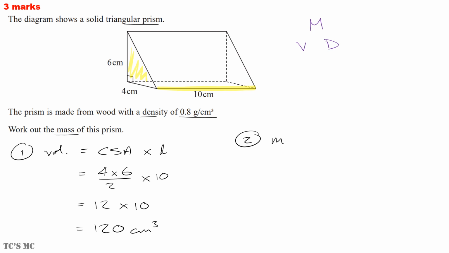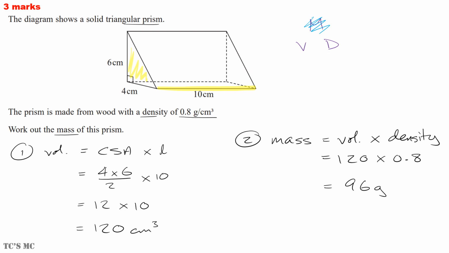Step 2, we need to work out the mass. If we look at the triangle at the top, mass is at the top, so I'm going to cross it out. V and D are at the bottom, and that is volume multiplied by density. So we need to do 120 multiplied by 0.8, and now we have a second mark. That gives us 96 grams, and that is our third mark.